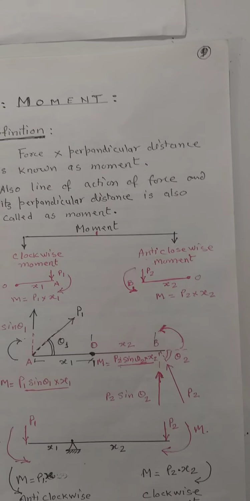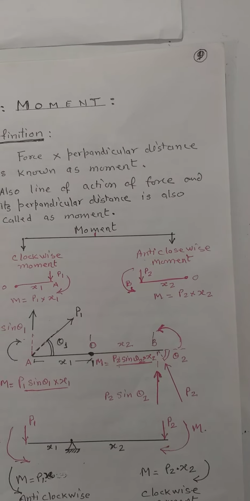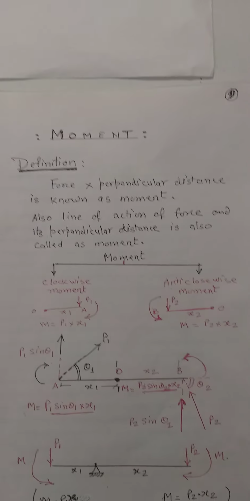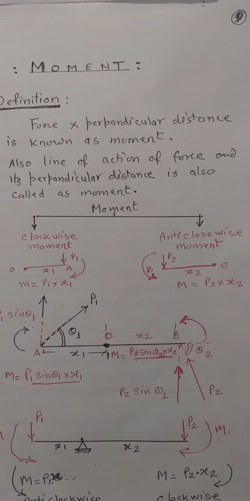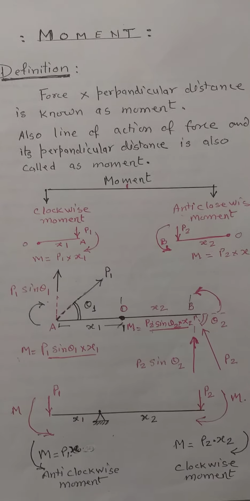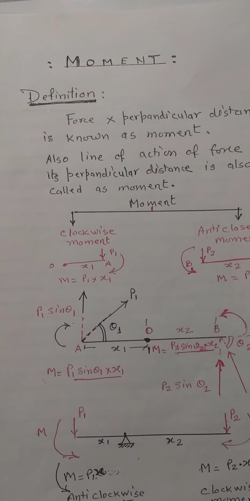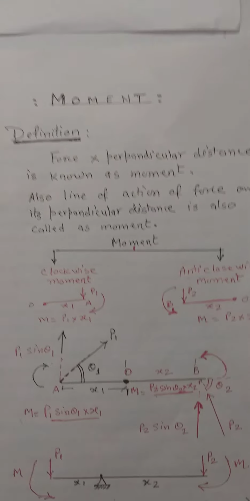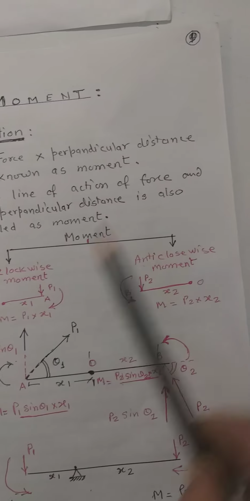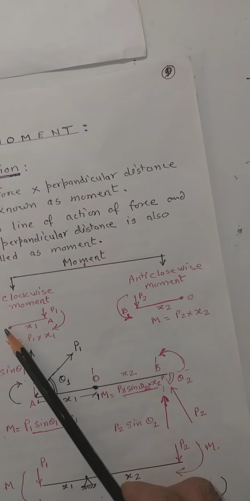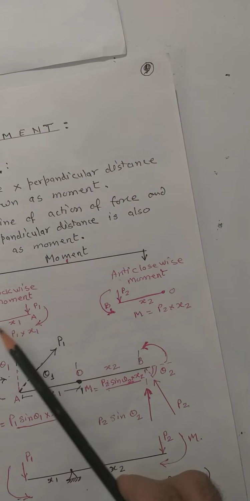The tendency of the moment is to tilt or turn the body either in a clockwise direction or an anti-clockwise direction. So there are two types of moments: one is a clockwise moment and the other we can call an anti-clockwise moment. Now see the first figure that I am showing, in which the force P1 is acting with a distance x which is perpendicular to it.